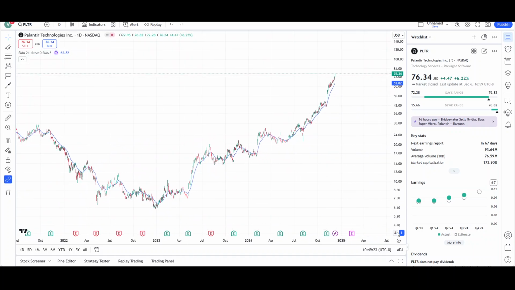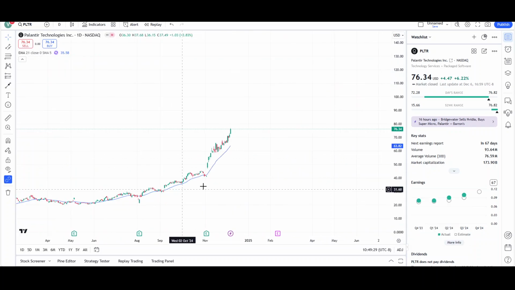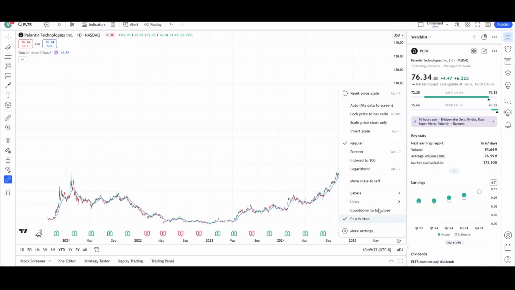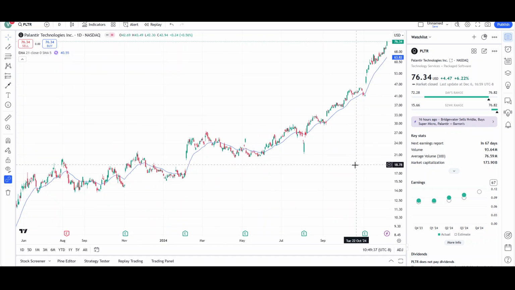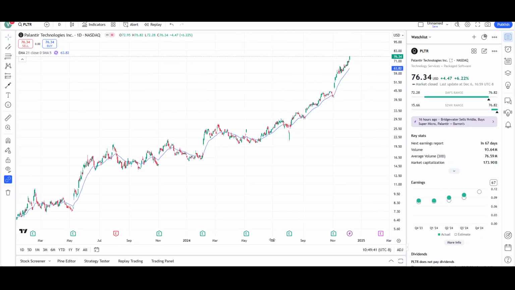So this is the log chart because of this very large move up higher. If I just use the regular chart, it looks kind of like a bubble, but it's better to look at on the log scale because of this exponential increase, right? It went up basically hundreds of percentage points thus far.